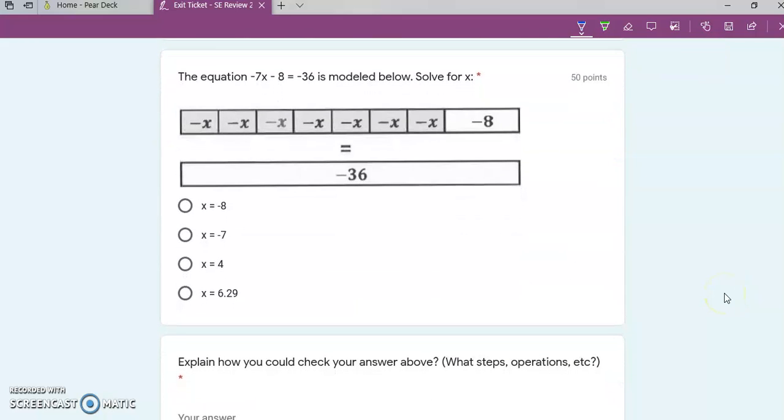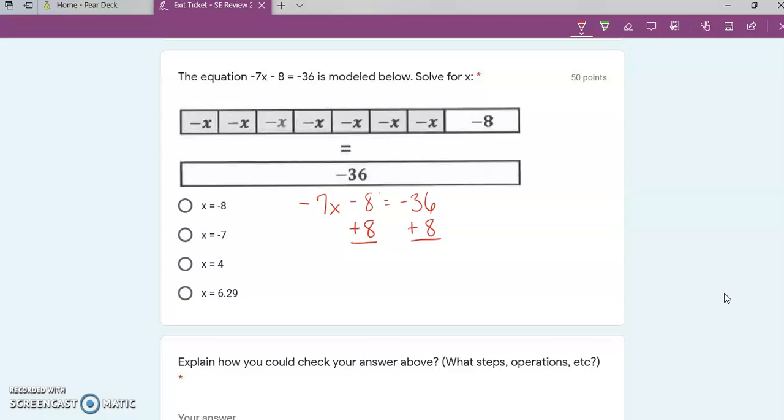Then moving on to the next one, it says the equation negative 7x minus 8 equals negative 36 is modeled below. Solve for x. So again, they want me to solve for it, so let me write it right here. Negative 7x minus 8 equals negative 36. So I need to move all the numbers without letters to one side. So instead of minus or subtraction, I need to do the opposite, which is addition.